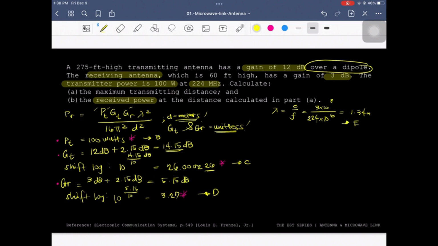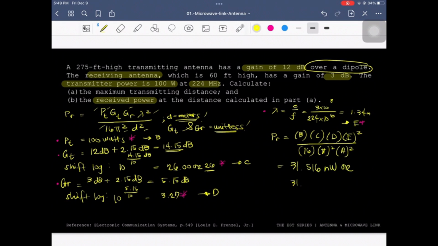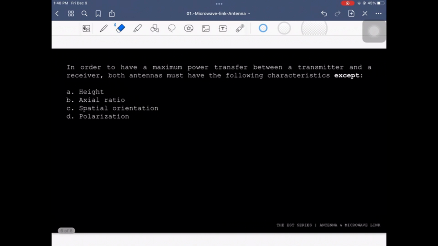So with all the values considered and solved, let's plug it in our calculator. Kaya ako pinastore sa inyo kanina yung mga values para madali siyang i-plug in sa inyong calculator. Kasi nga kapag board exam, ang kalaban nyo lagi dyan is yung oras. And with that, we will arrive at the answer of 31.516 nanowatts or 31.516 times 10 raised to the negative 9 watts.